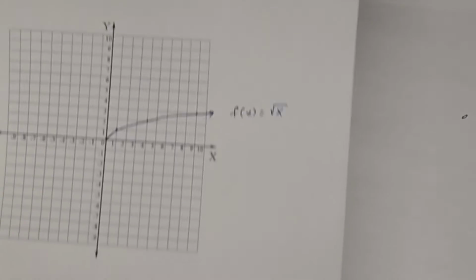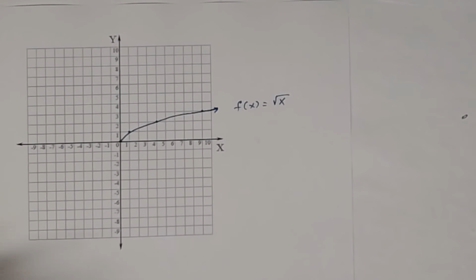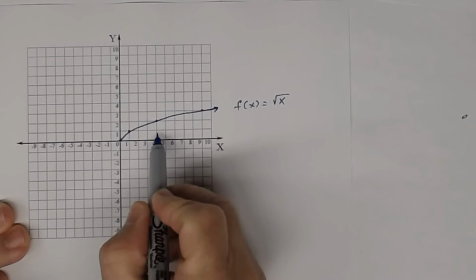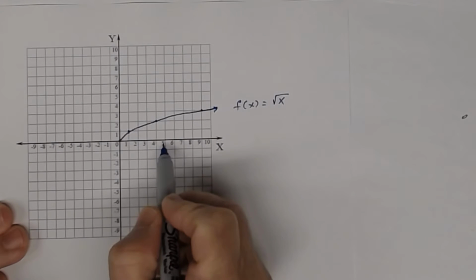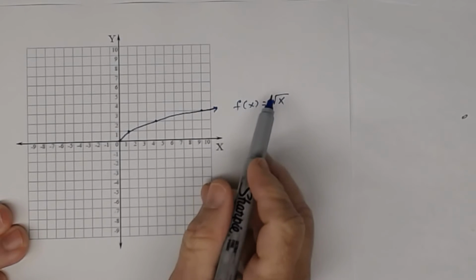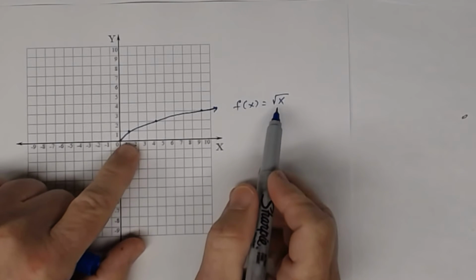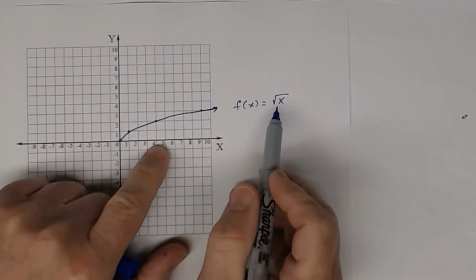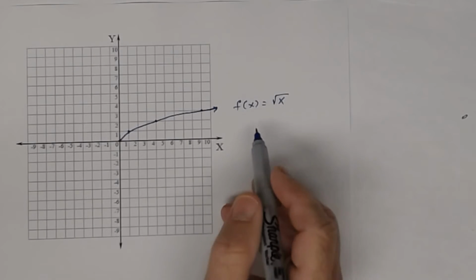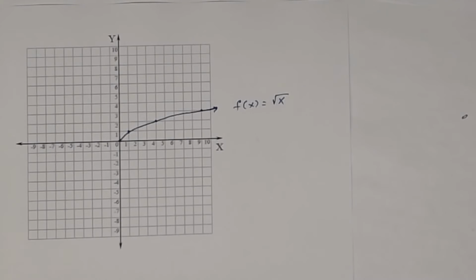I have this example here, f of x equals the square root of x. I chose that example because there are some nice points here: (0, 0), (1, 1), (4, 2), and then (9, 3). The square root of 0 is 0. The square root of 1 is 1. The square root of 4 is 2. The square root of 9 is 3. So that's the graph of the function f of x equals the square root of x.